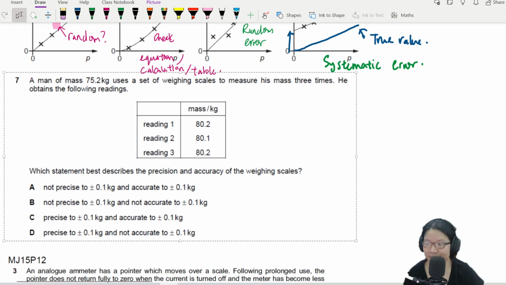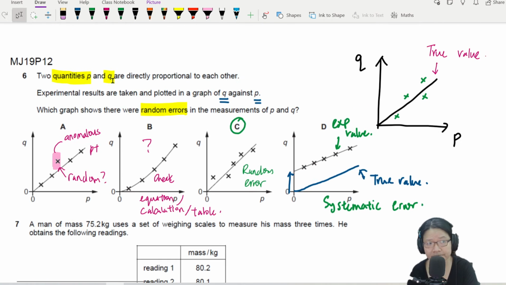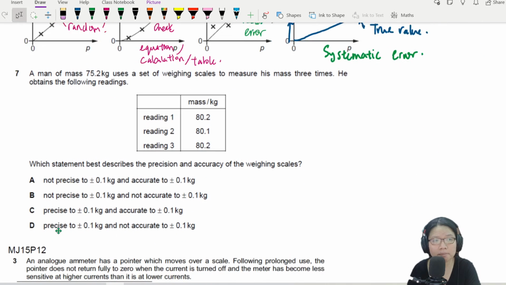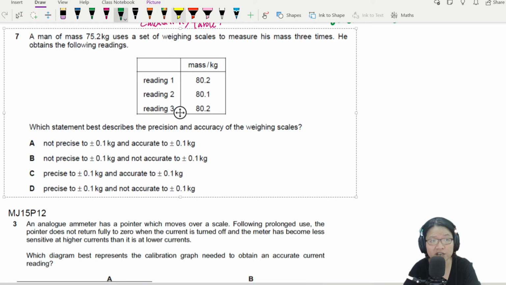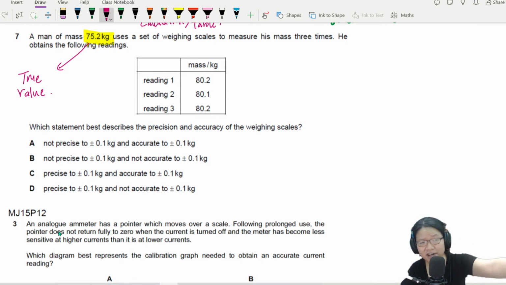This one. Question 7, same year, same variant, MJ19 paper 1-2. A man has a mass of 75.2 kg. Immediately I can draw this out as the true value or the actual value. He uses a set of weighing scales to measure his mass 3 times and obtains these readings. This is obviously systematic error, right? He's supposed to be only 75.2 kg, but he stands on the weighing scale and the weighing scale thinks that he's 80 kg.